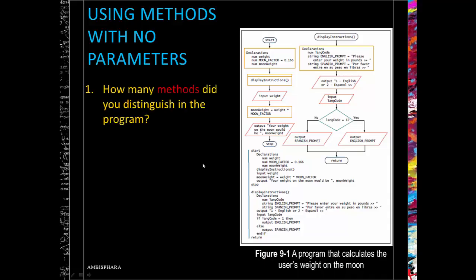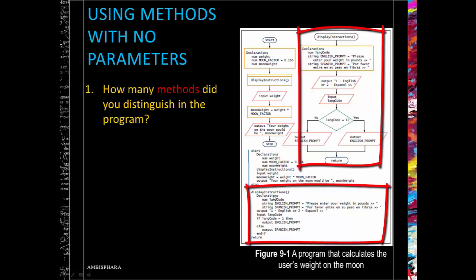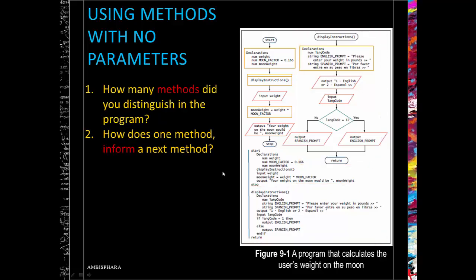Alright, so how many methods did you distinguish in this program? Yeah, just one method, display instructions. And how does one method inform a next method? Here, display instructions is called from the main method. It goes to the method implementation, executes, and then we return back to where it was called.